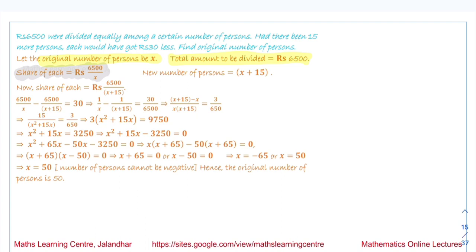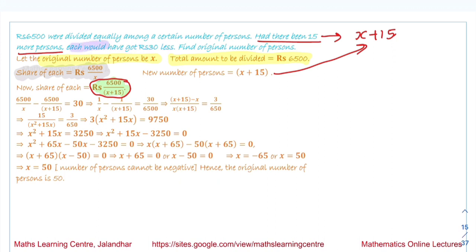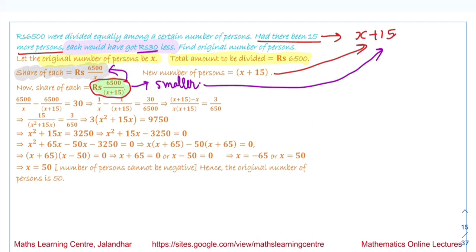Now what is given in the question? Had there been 15 more persons. So what is the new number of persons? It is x plus 15. So the share of each person will be rupees 6,500 by x plus 15. Now what is given to us is that each would have got rupees 30 less. It means this value is smaller than this value over here, that is 6500 over x, and by how much? By 30.